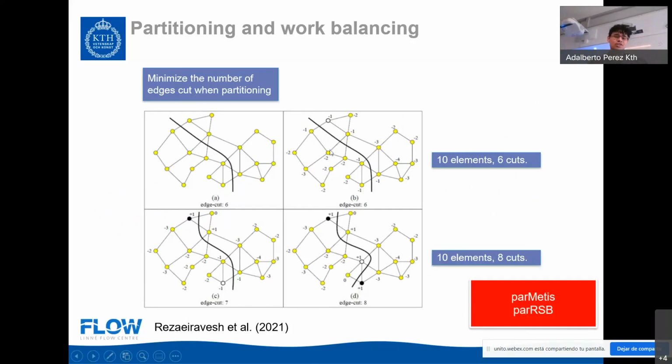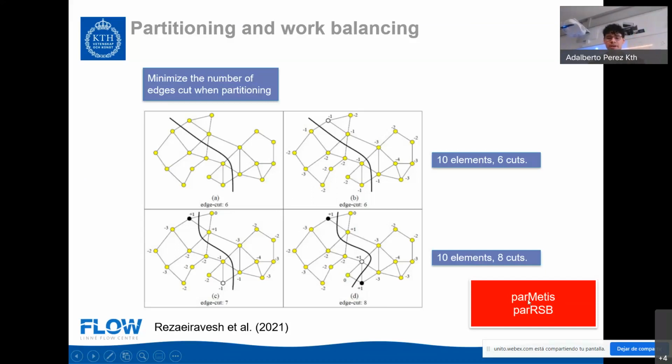Because each edge represents some sort of communication between elements, if we ensure that we don't cut that many when we are dividing, then we ensure that we don't have that much communication. As an example here, in picture B we have partitioned the domain into an equal number of elements in each partition, but we cut through 6 edges, right? While in picture D, we have also done the same partition, an equal number of elements, but we have cut 8 edges. This means that configuration D would require more communication than configuration B, right?